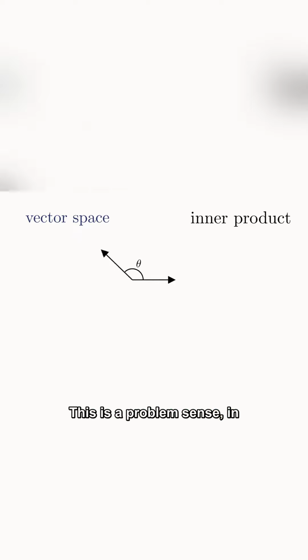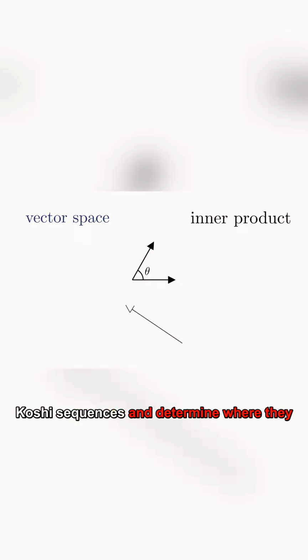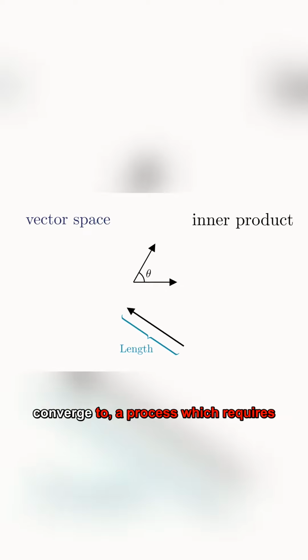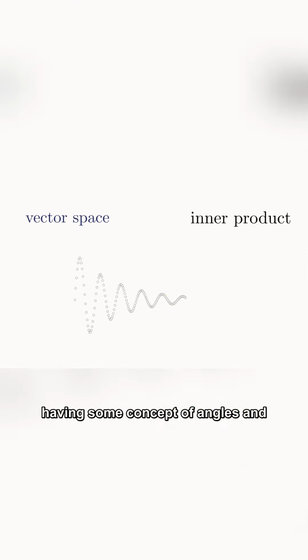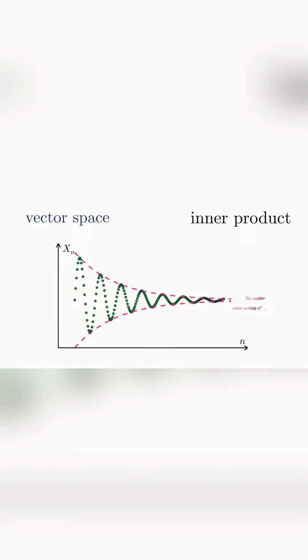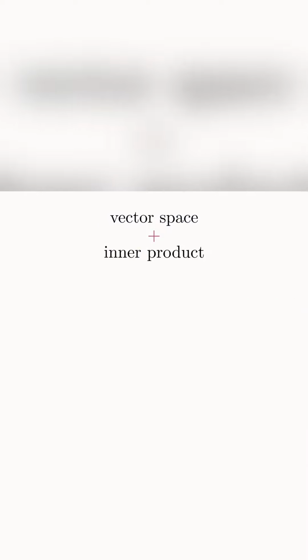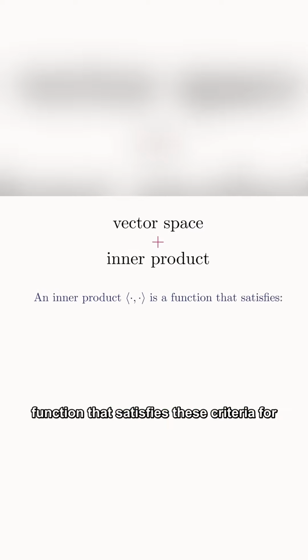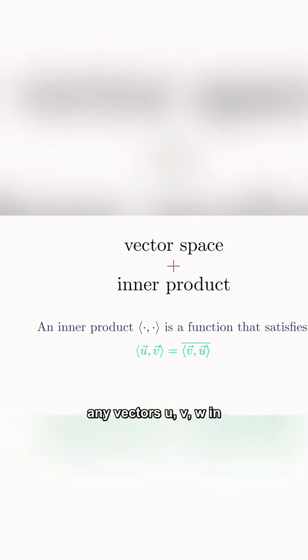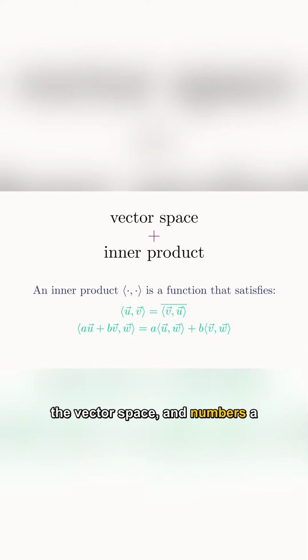This is a problem since, in order for the Hilbert space to be complete, we need to find Cauchy sequences and determine where they converge to, a process which requires having some concept of angles and distance at hand. In order to be able to measure these quantities, we need to add some additional structure to the vector space, an inner product, which is a function that satisfies these criteria for any vectors u, v, w in the vector space and numbers a and b that you're scaling vectors with.